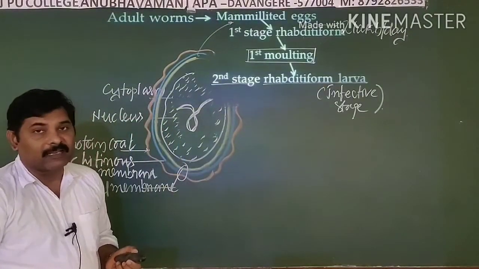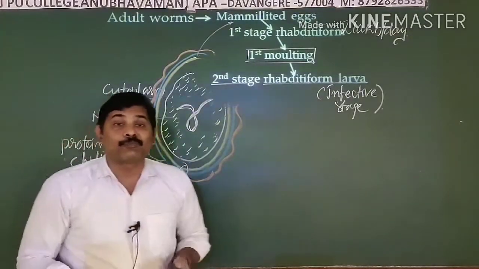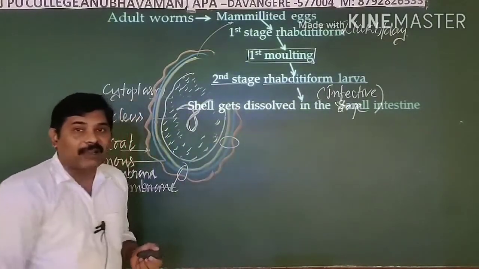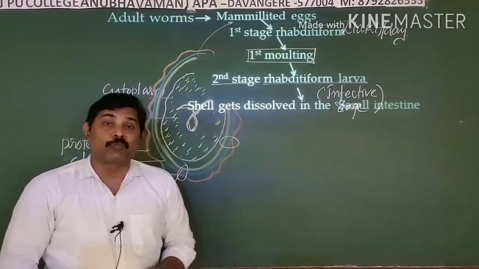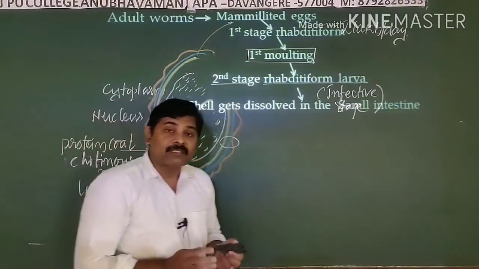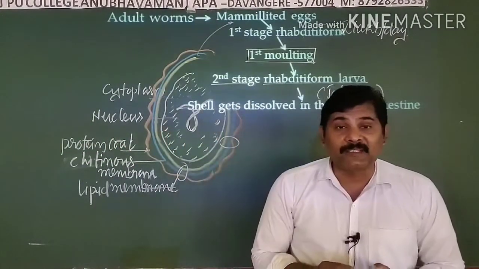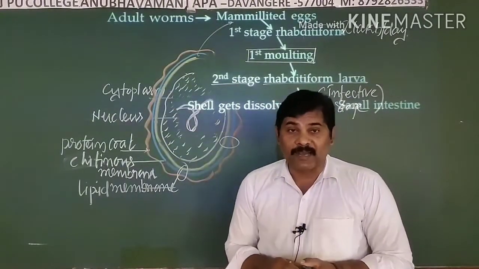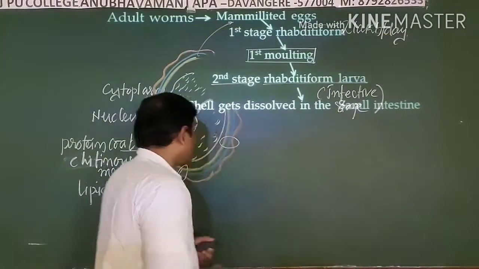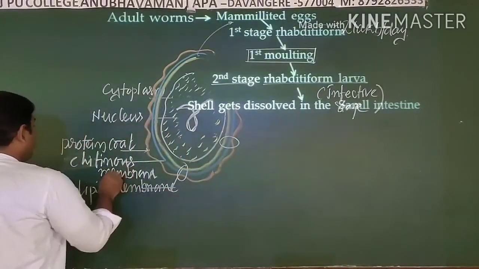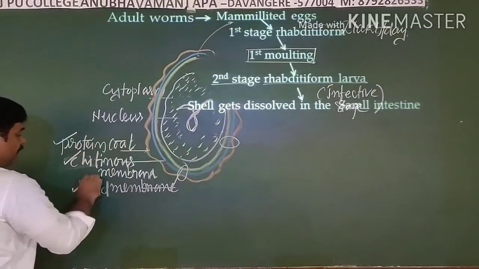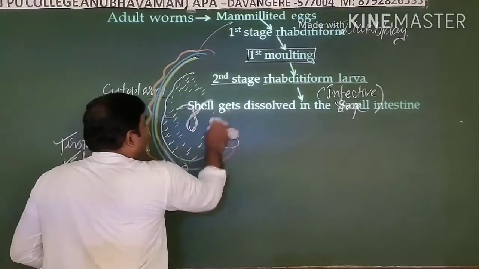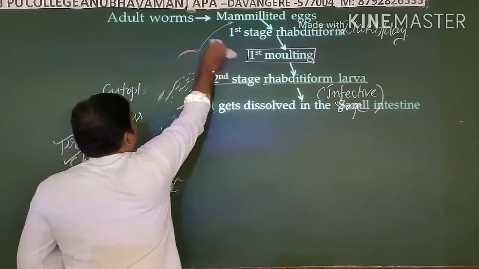Next, what happens, you will see now. This finally reaches your small intestine. Within the small intestine, the shell present around it is dissolved. The reason is that your small intestine produces various digestive enzymes that can digest proteins, carbohydrates as well as lipids. So the external shell layers, made up of proteins, chitin and lipids, are dissolved. As a result, the larva is released into your small intestine.